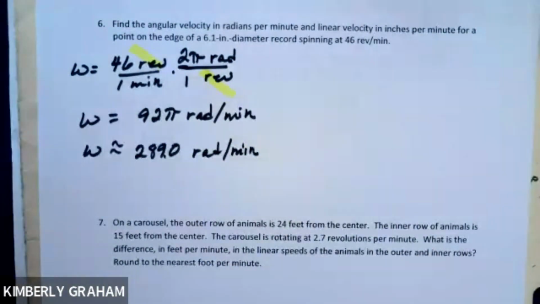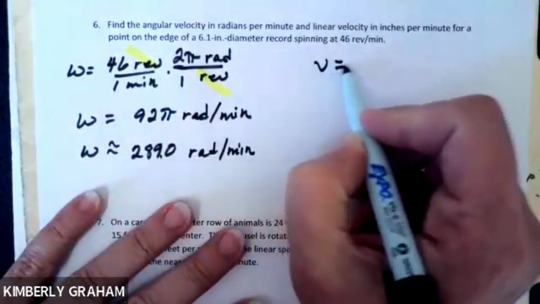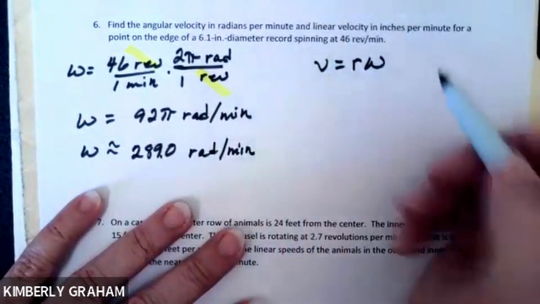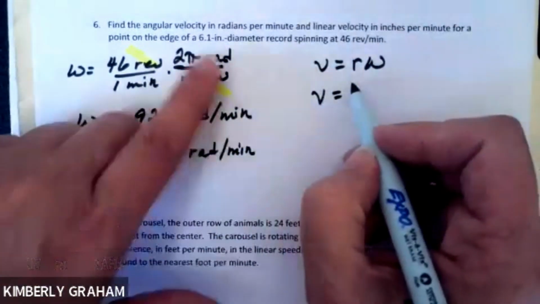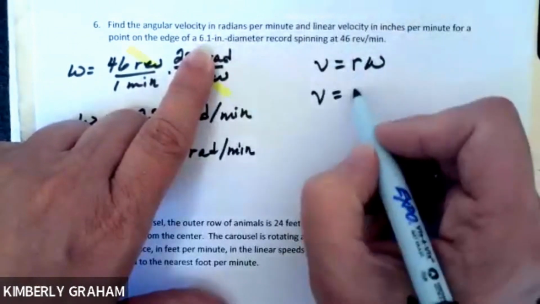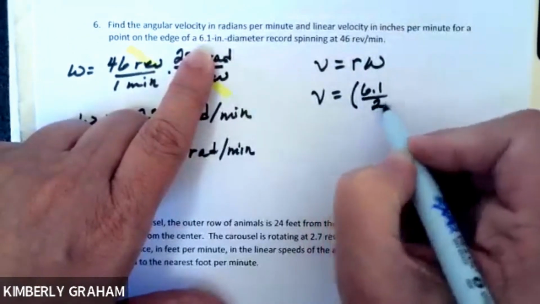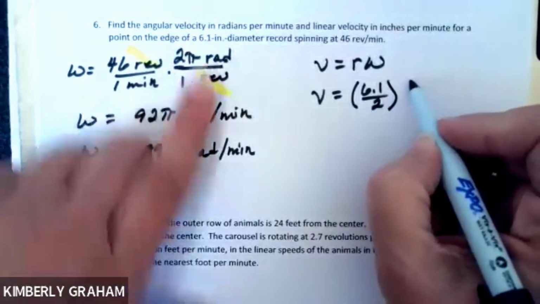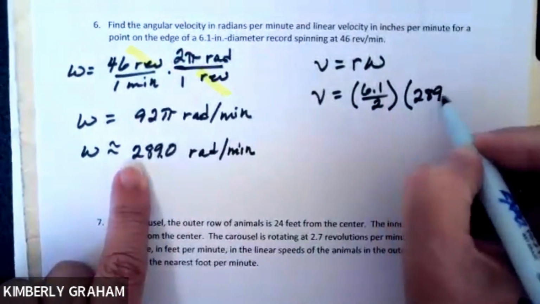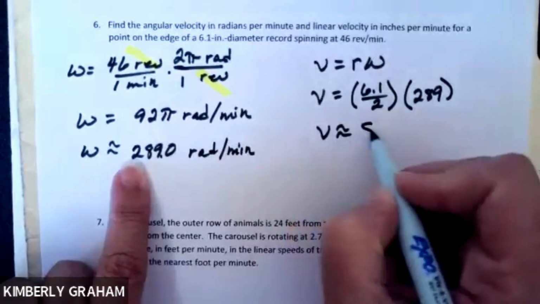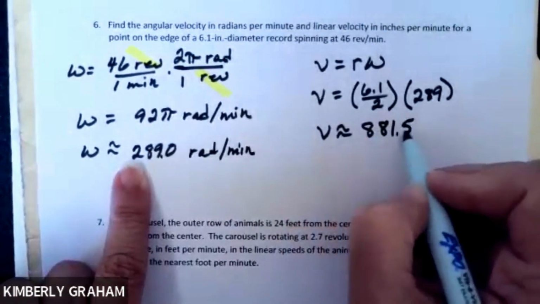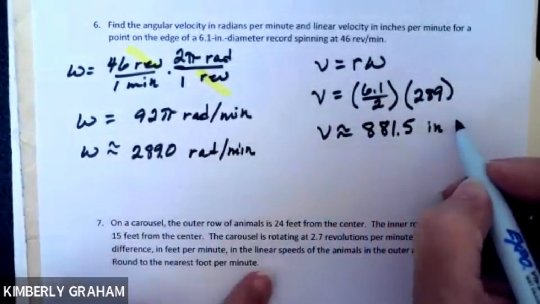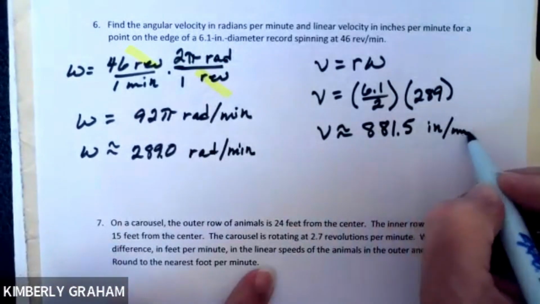So now that I have my angular velocity in terms of radians per some unit of time, now I can find my linear velocity. Linear velocity is the radius times the angular velocity. And the radius here is half of 6.1. So I'm going to take 6.1, divide that by 2, and then multiply that by 289. And I get approximately 881.5, and this is going to be inches per minute.